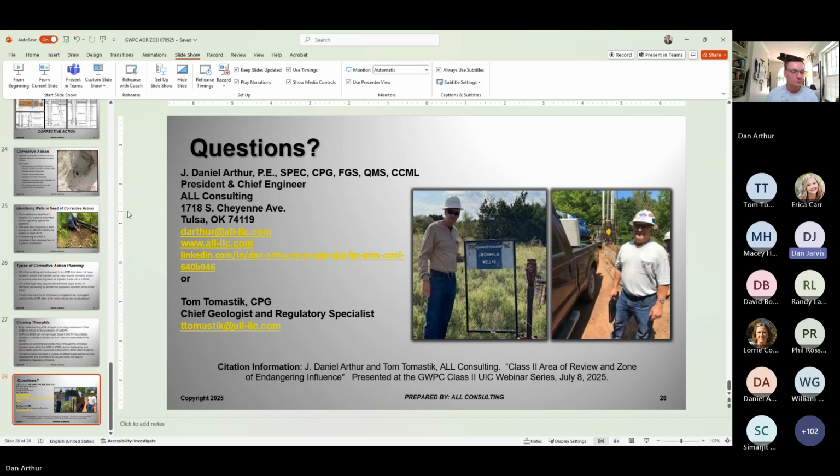What is the approach, if any, to AOR and ZOE delineation for wells near offshore where USDW is not present? So I'd say that there we have done work where you're in an area where there is no USDW or no known USDW.